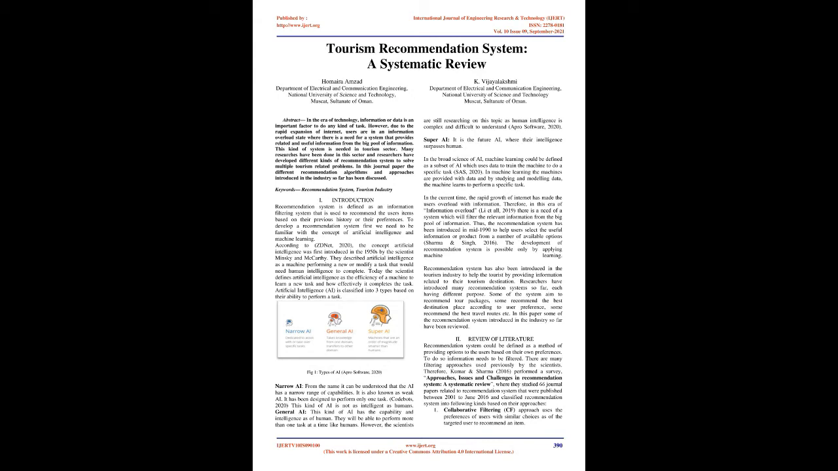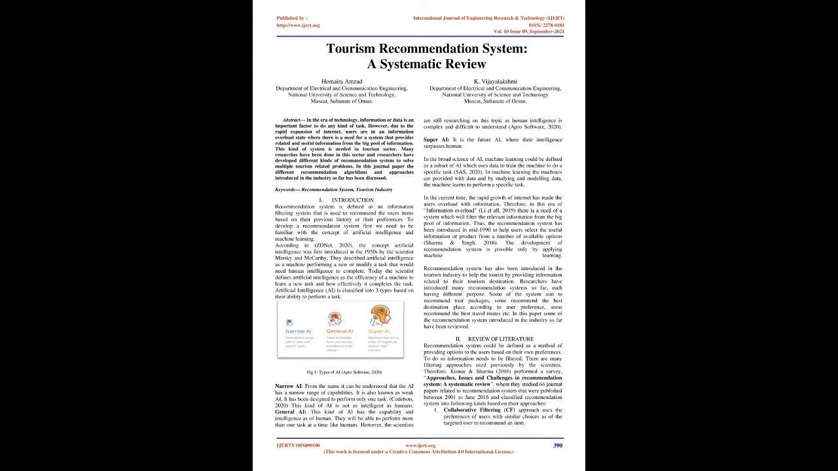Therefore, Kumar and Sharma, 2016, performed a survey, Approaches, Issues, and Challenges in Recommendation System, a systematic review, where they studied 66 journal papers related to recommendation systems that were published between 2001 and June 2016 and classified recommendation systems into the following kinds based on their approaches.